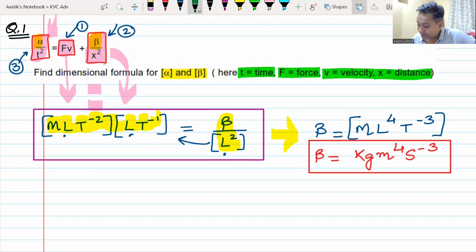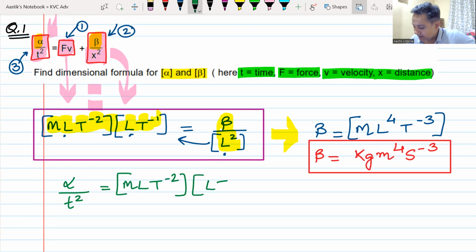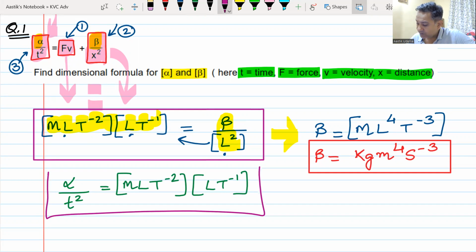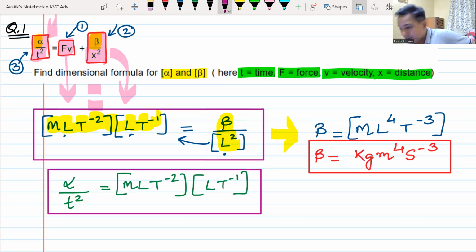That means, my dear friends, the dimension of alpha by t square must be the same as the dimension of f into v. F into v is M L T minus 2 multiplied by v. V is L T minus 1. From this box, by calculating this box, we should be able to get the dimension of alpha. It is very simple to get it from here.